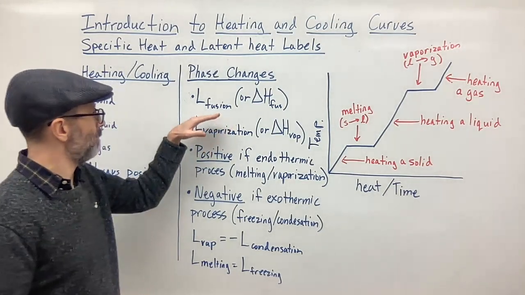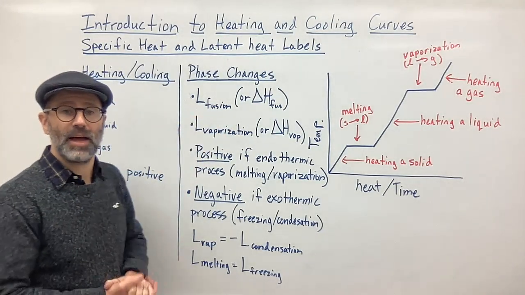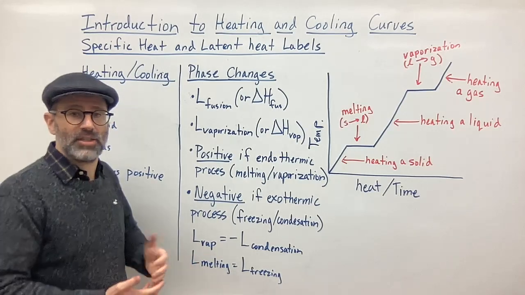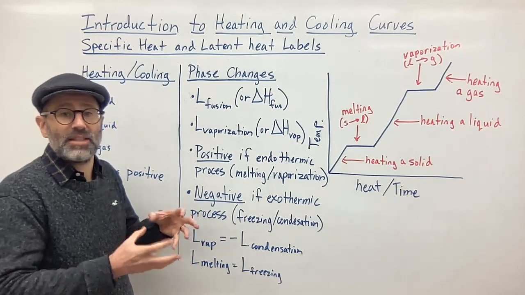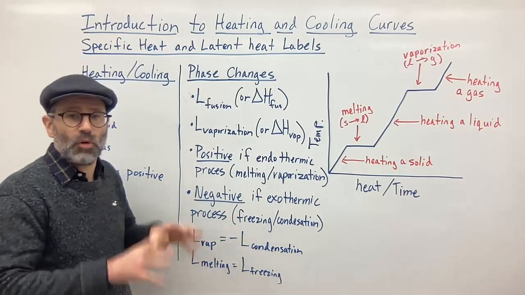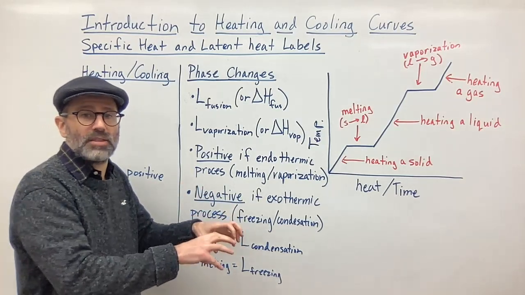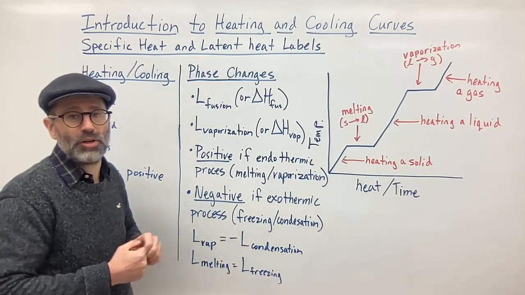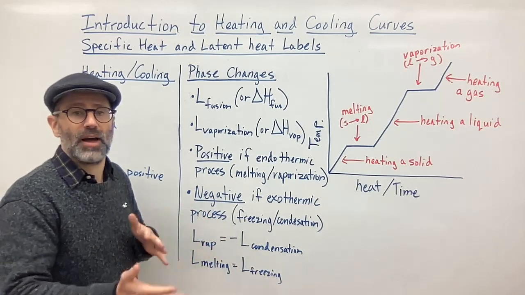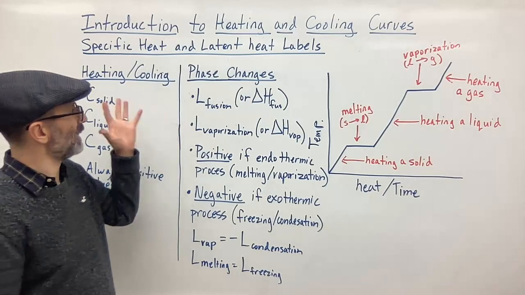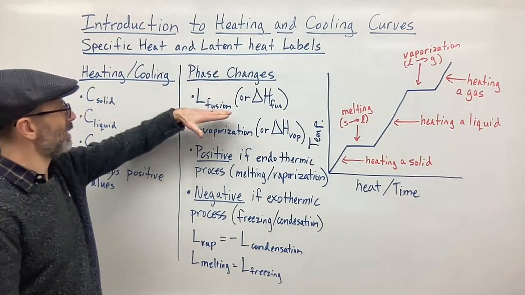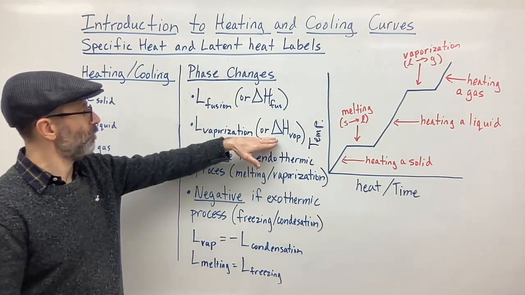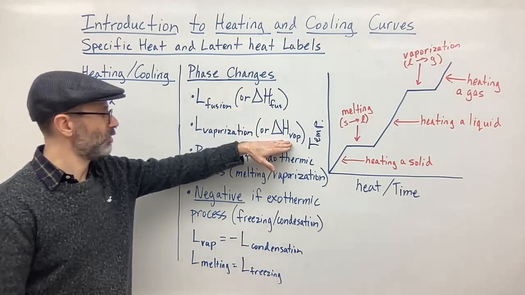What about phase changes? As I mentioned, there are going to be different latent energies. And latent means the hidden energy that comes from phase changes. So it's the amount of energy that you need to put into a substance in order to change it from one phase to another, or the energy that you take out of it in order to do the opposite. So that's why it's called latent energy. And so again, you can have latent energy of fusion, latent energy of vaporization, or I put here also the delta H of fusion or the delta H of vaporization.